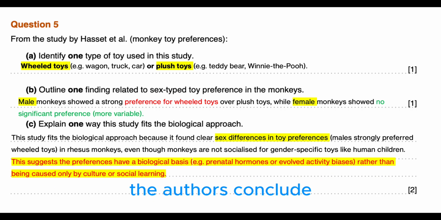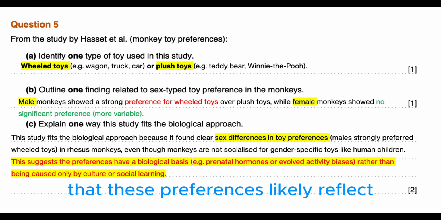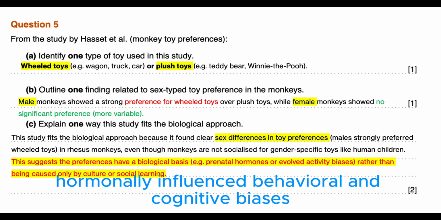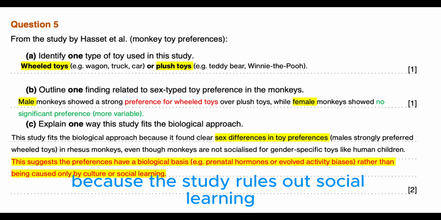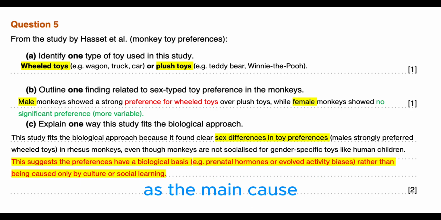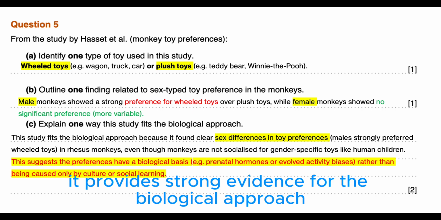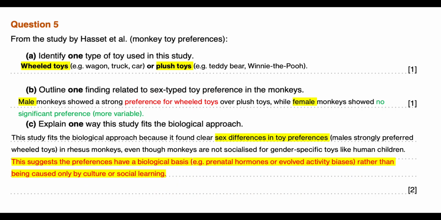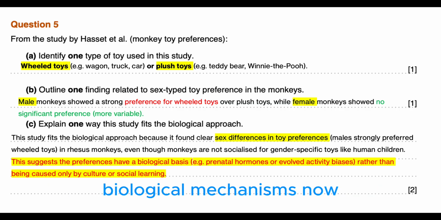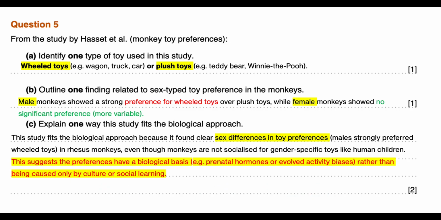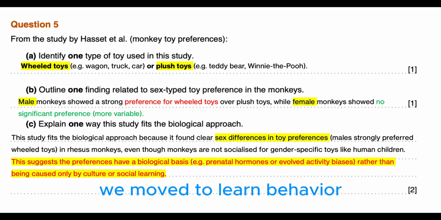The authors conclude that these preferences likely reflect hormonally influenced behavioral and cognitive biases that evolved to support different activity preferences. Because the study rules out social learning as the main cause, it provides strong evidence for the biological approach by showing that sex-type toy preferences can emerge from innate biological mechanisms. Now, from biological explanations, we move to learned behavior.